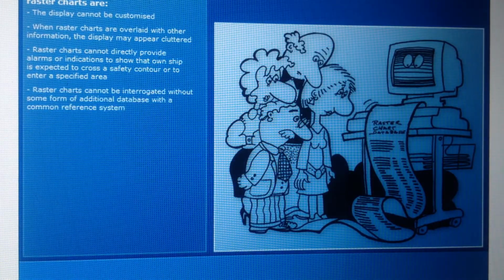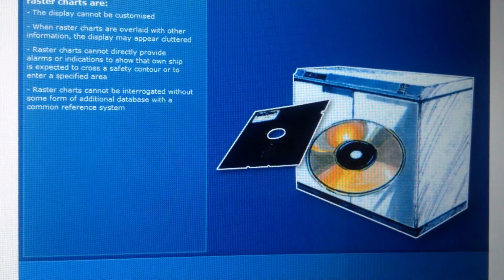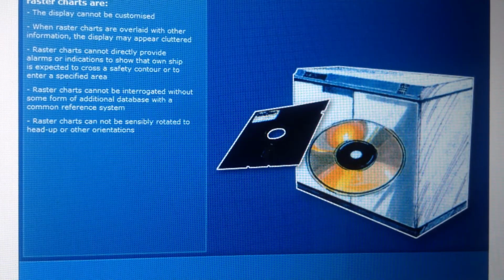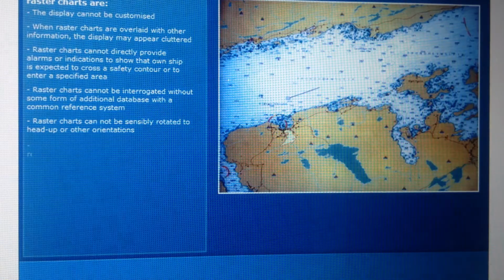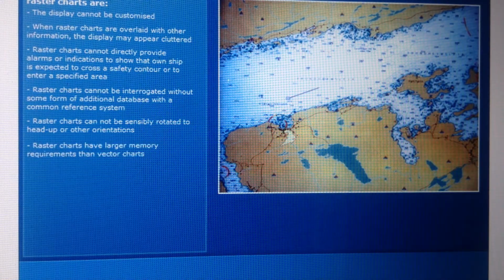Raster charts cannot be interrogated without some form of additional database with a common reference system. Raster charts cannot be sensibly rotated to head up or other orientations. Raster charts have larger memory requirements than vector charts.